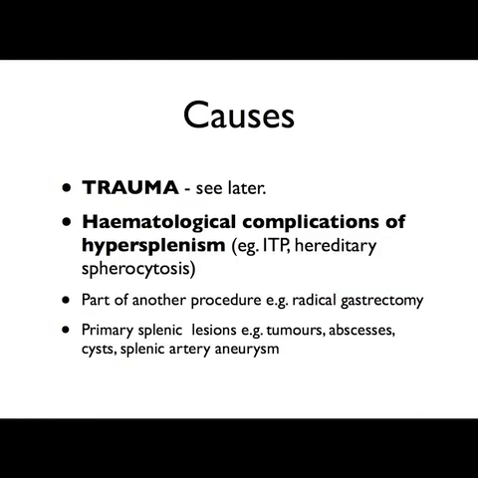For example, platelet rises causing strokes and emboli and clotting and all that kind of stuff. So the only way to really deal with this is to get rid of the spleen. However, there are two other important causes to be aware of.